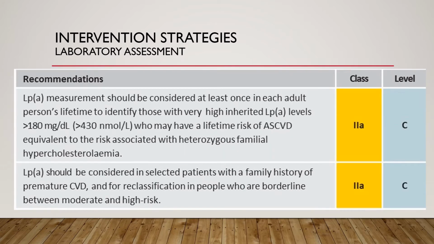As a class 2A, you have to do lipoprotein little a at least once in a person's lifetime. A very high lipoprotein little a is considered more than 180 milligram per deciliter. Lipoprotein little a should be considered in selected patients with a family history of premature cardiovascular disease. So if you have a patient with a family history of premature cardiovascular disease, you have to do lipoprotein little a. You may find his lipid profile is very normal, no diabetes, no smoking, and so on. But if you do lipoprotein little a, you may find it very high.